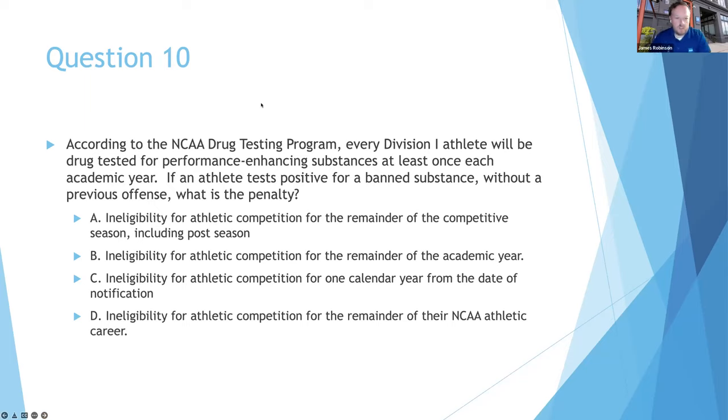According to the NCAA drug testing program, every Division I athlete will be drug tested for performance-enhancing substances at least once each academic year. If an athlete tests positive for a banned substance without a previous offense, what is the penalty? A, ineligibility for athletic competition for the remainder of the competitive season, including postseason. B, ineligibility from athletic competition for the remainder of the academic year. C, ineligibility from athletic competition for one calendar year from the date of notification. Or D, ineligibility for athletic competition for the remainder of their NCAA athletic career.